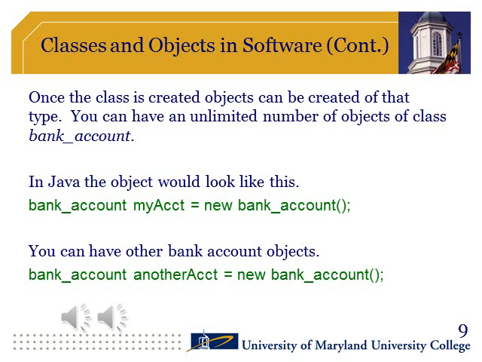Once the class is created, objects can be created of that type. You can have an unlimited number of objects of class BankAccount. In Java, the object would look like this: BankAccount me = new BankAccount. You can have other BankAccount objects: BankAccount another = new BankAccount.